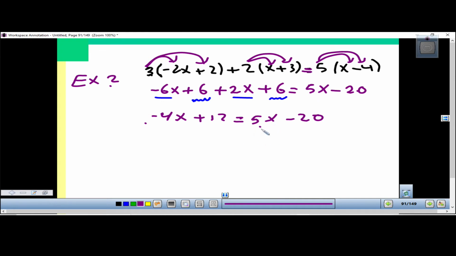So yes, I could subtract 5x from both sides, making this -9x. It's probably easier, again, to subtract the little one from the big one, just to end up with positive x's. So this is what I'm going to do now. I'm going to add 4x to both sides. Is there anything wrong with me subtracting 5x? No, there isn't. I'm just recommending that you stick with positive x's. 9x minus 20. What do you think I'm going to do now?